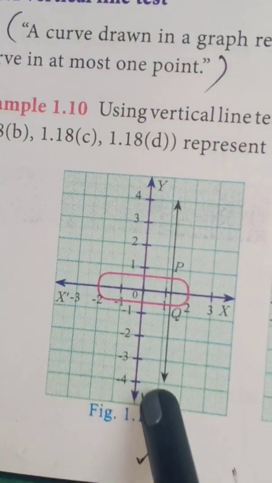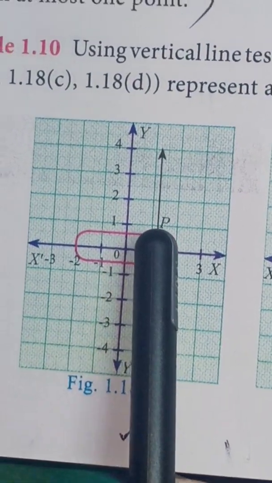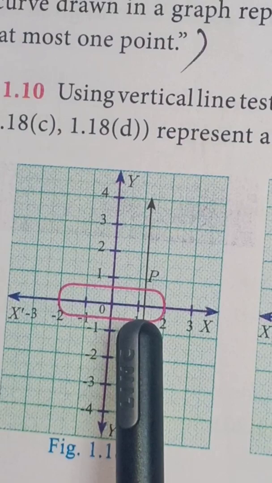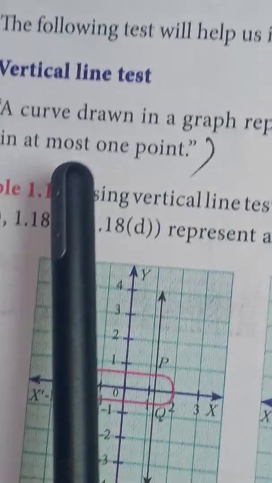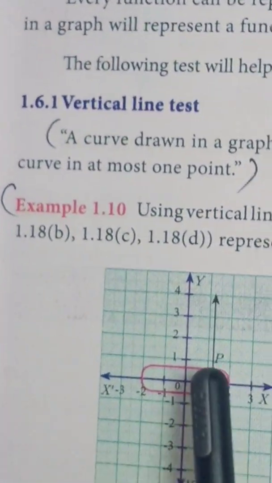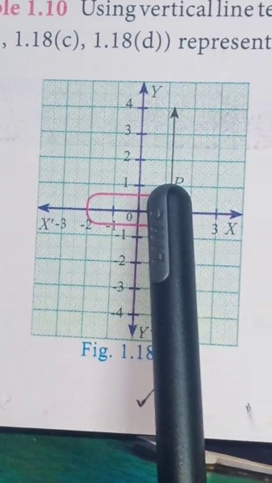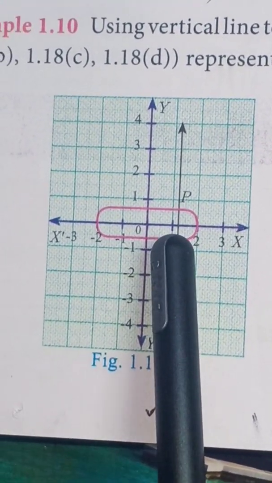There is a vertical line. This vertical line intersects the graph at 2 points, correct? Here one point, here one point. Therefore, it is not a function according to the definition. At most one point means a maximum of 1 point. Here the vertical line cuts the curve at how many points? 2 points, therefore it is not a function.